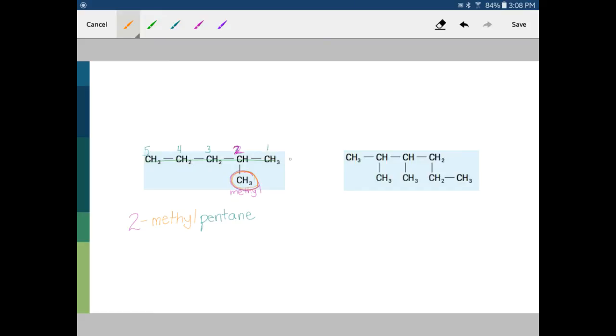Again, find our longest parent chain, number our carbons with our branches with the smallest numbers, identify our branches, and then write them down with the location, the branch type, and our parent chain. Let's take a look at this next guy here. What I would suggest right now is pause the video, try and do this on your own, really try and figure it out instead of me just giving you the answer, because that's going to be the best way you learn how to do these.